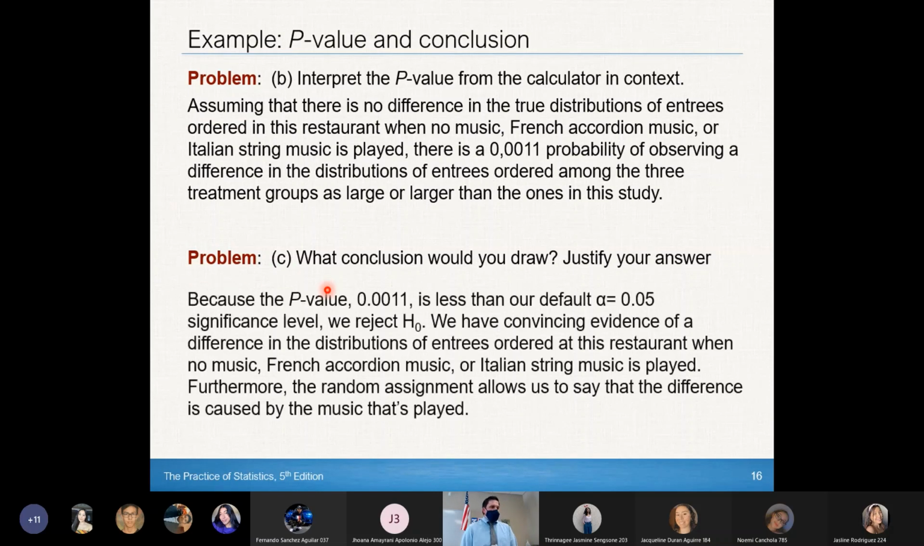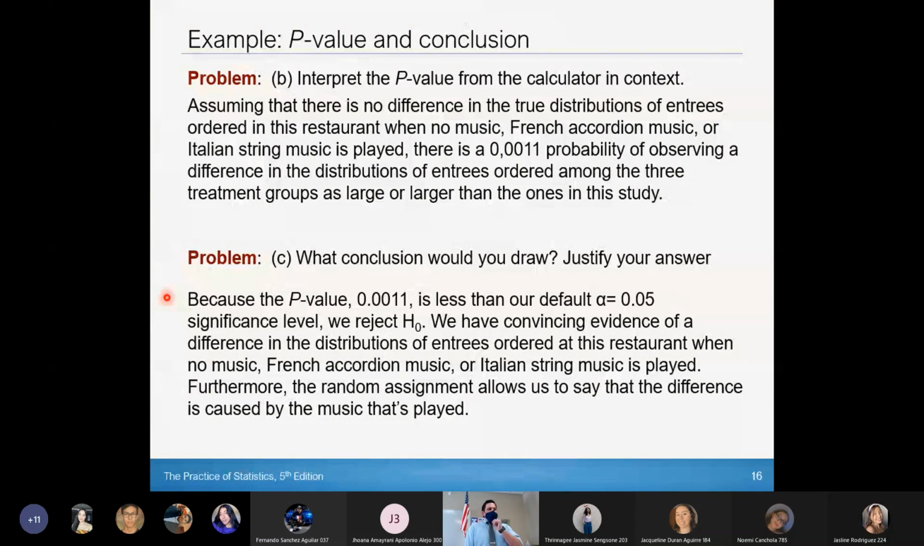Then we can write our conclusion, which is because the p-value 0.0011 is less than our default alpha of 0.05 significance level, we reject the null hypothesis. We have convincing evidence of a difference in the distributions of entrees ordered at this restaurant when no music, French accordion music, or Italian string music is played.